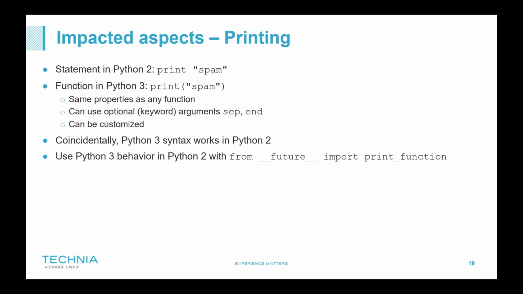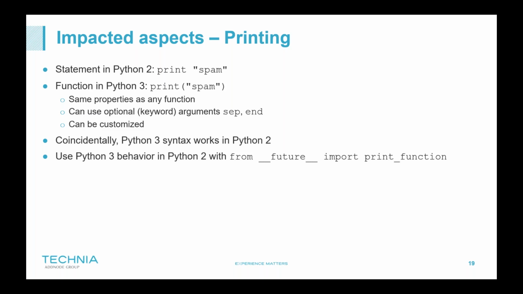Some more subtle changes are that since print now is a function, it has the same properties as any other function. So we can pass the print function as an argument to other functions, and we can even override the print function and make our own custom print function if we wish. And another change is that there are now some optional keyword arguments, sep and end, if we want to customize how the output of the print function looks.